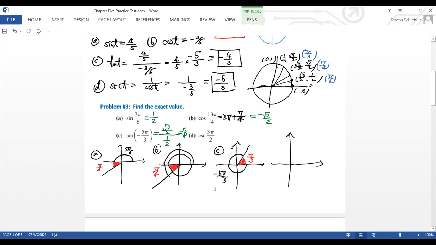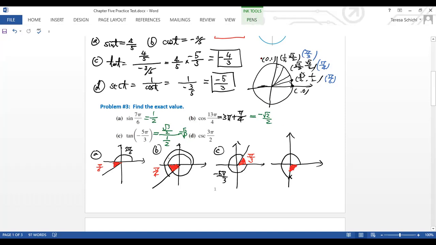Okay, so now the last one here is 3 pi over 2. Let's take a look at 3 pi over 2. So this is pi, and 3 pi over 2 is right on the y-axis. So here, my reference angle is pi over 2.